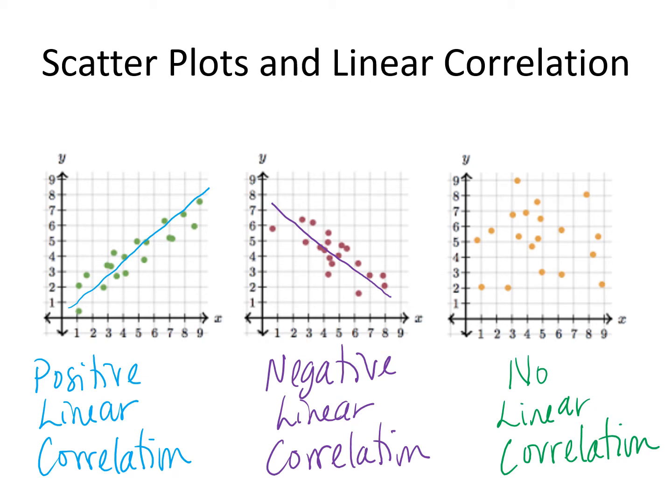As we look at each of these, a scatter plot is just a bunch of points that we would graph on a coordinate plane, as you can see here. Again, you have 3 options: positive, negative, or no linear correlation. And we'll look at more specifics. We'll talk about something called the correlation coefficient in just a minute.